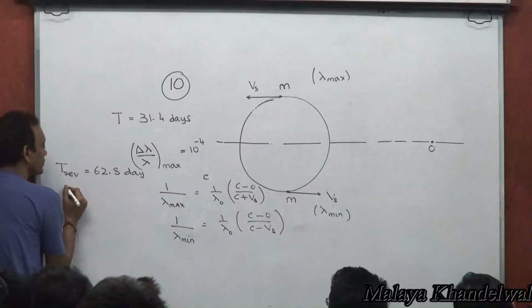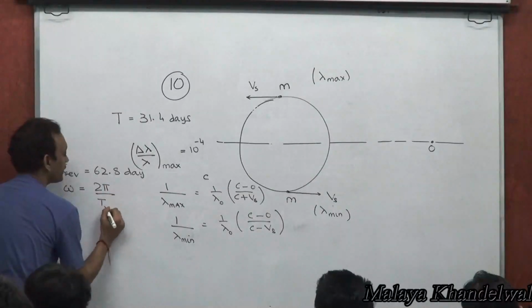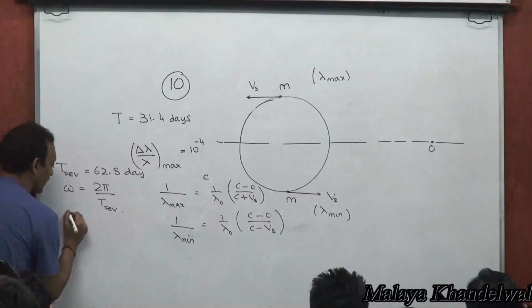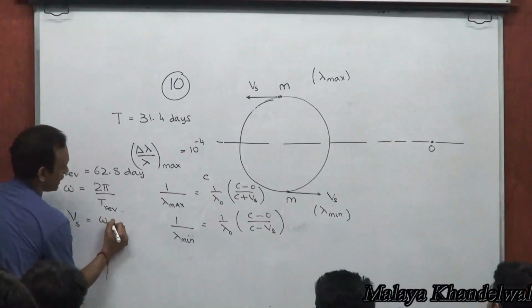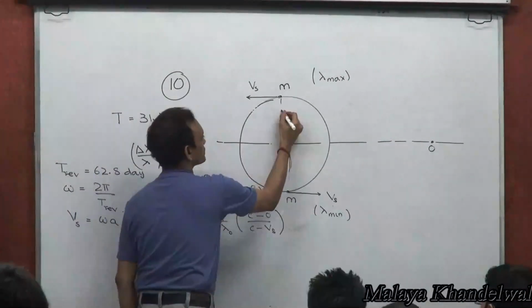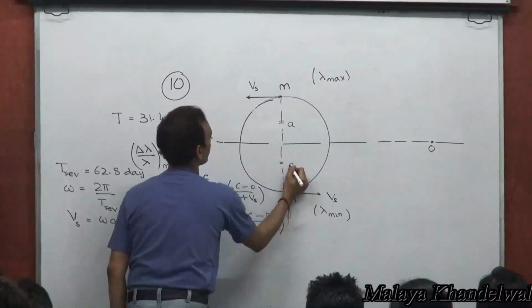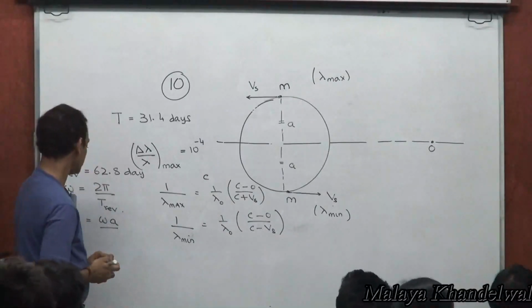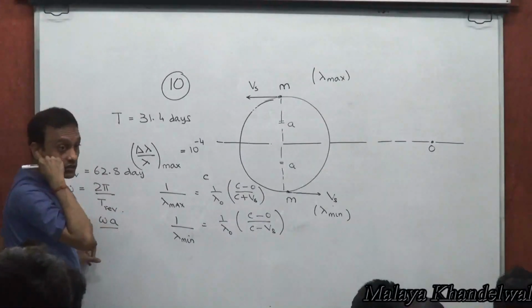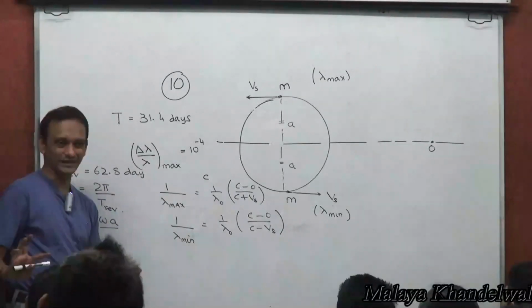Right? So from this, you can find omega, 2 pi by T rev, and you can find the velocity of each star as omega times, let's say, a, the radius of this. Omega times a would be Vs, right? So this you know. Don't have to do the calculations, I just want you to know the concept, ditch the calculations.